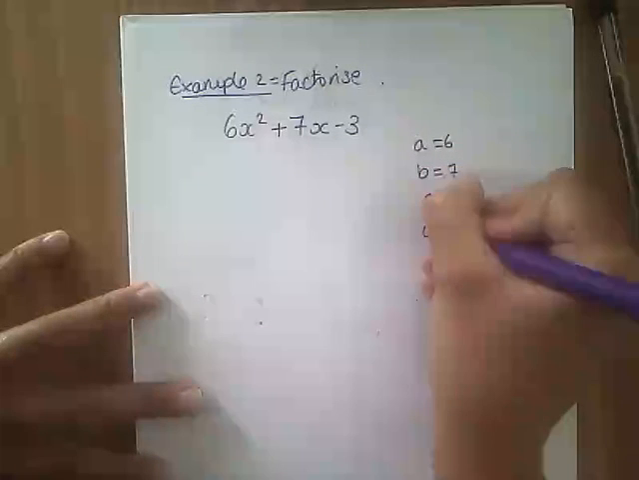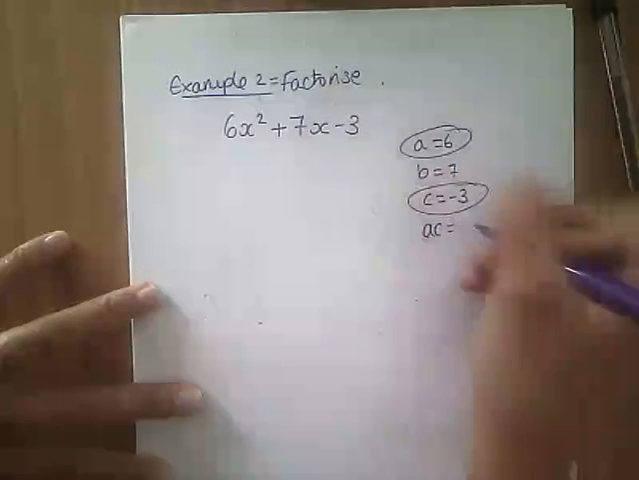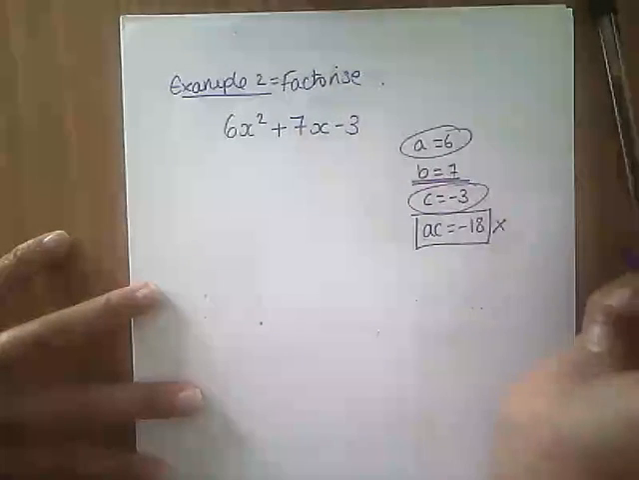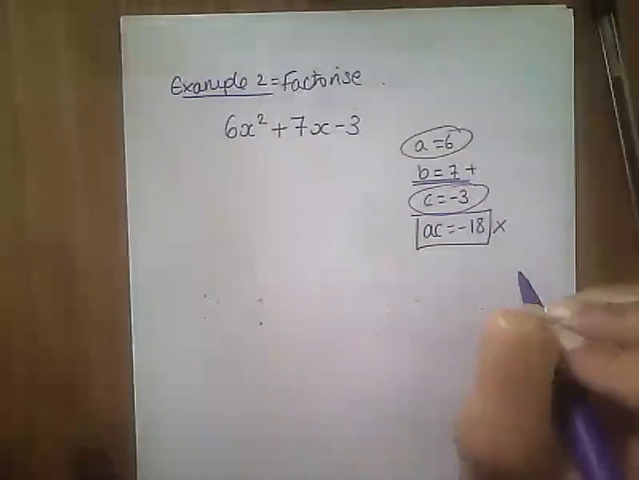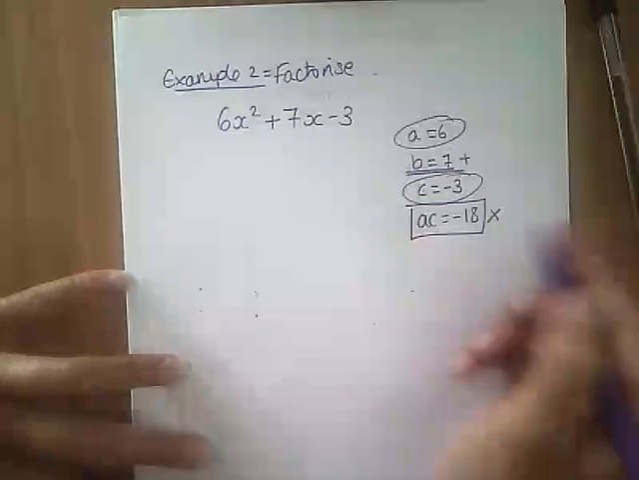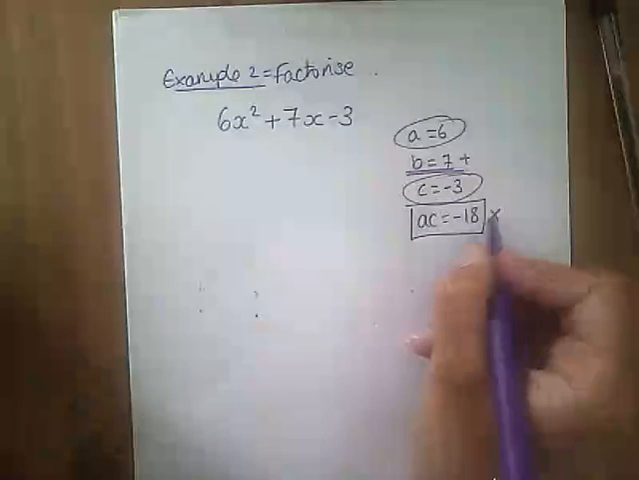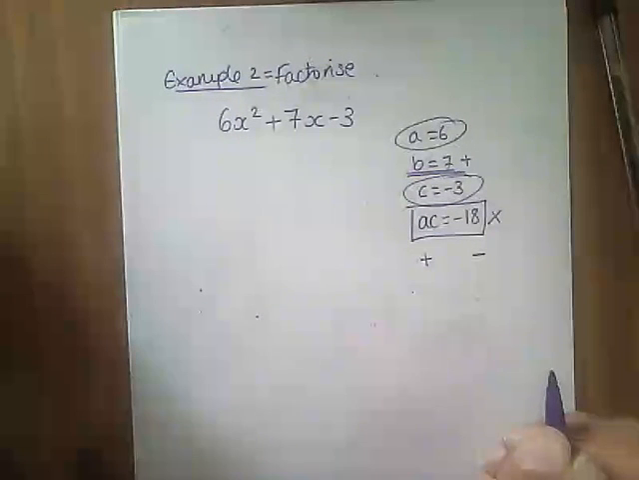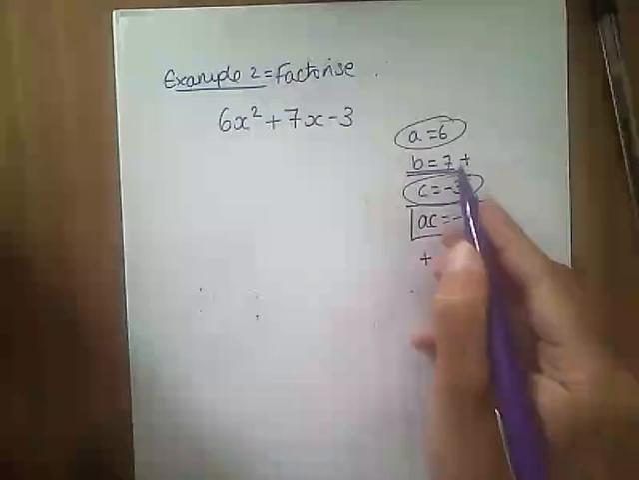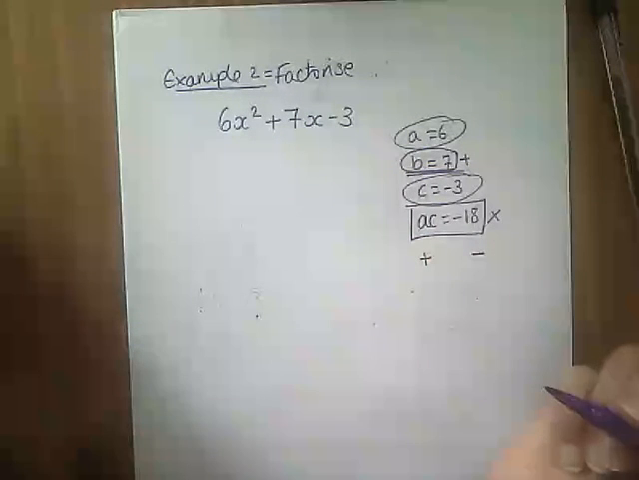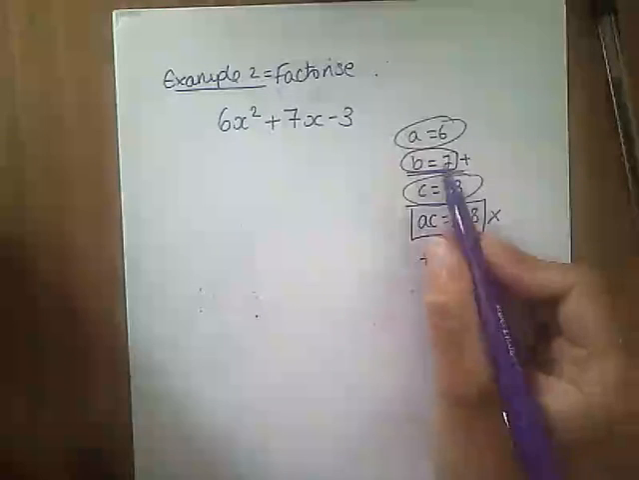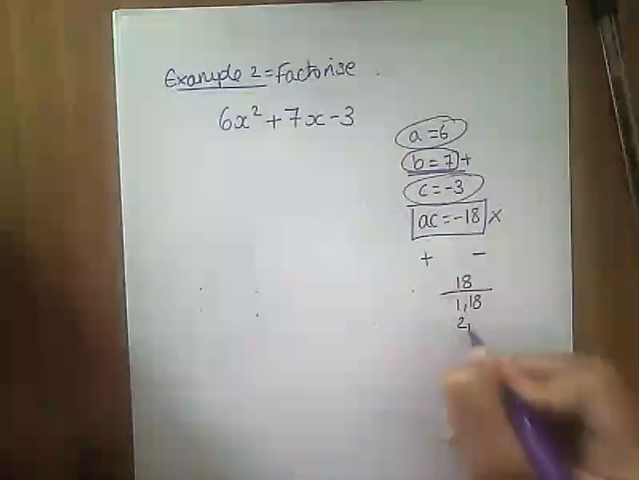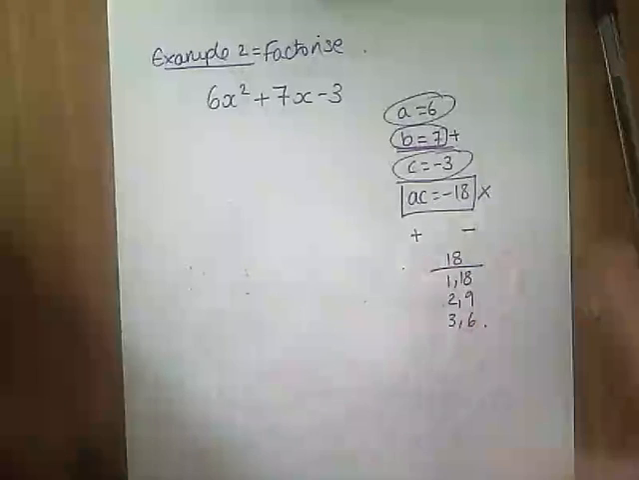Then we write down AC. AC is 6 times minus 3, which is minus 18. We're looking for two numbers that times to get minus 18 and add to get 7. So we times to get AC and add to get B. If we have to times to get a negative, that means we need to have one positive and one negative. And in this case, our two numbers need to be 7 apart. So we're thinking of two numbers that add to get 7 and times to get minus 18. You might want to think of your factors of 18: 1 and 18, 2 and 9, 3 and 6. Which pair are going to be 7 apart from each other?